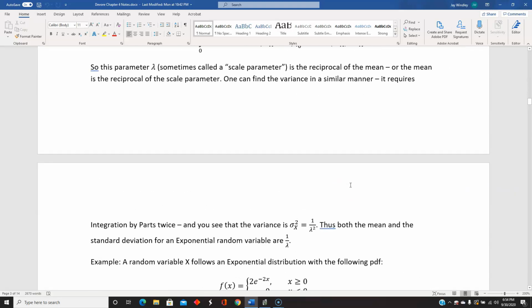And if we integrate x squared times the PDF, it also requires integration by parts, but you have to do integration by parts twice. Long story short, the variance will turn out to be 1 over lambda squared, which means the standard deviation is just 1 over lambda, which means the exponential distribution has an interesting feature that the mean is 1 over lambda and the standard deviation is 1 over lambda.